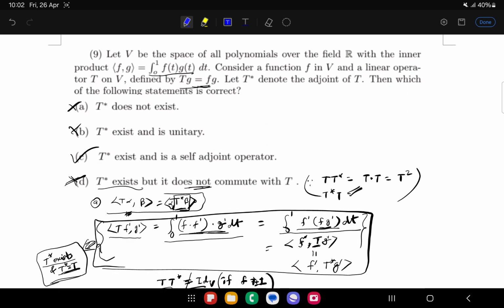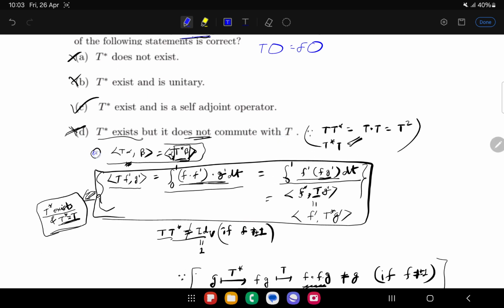Now question number 9. V is the space of all polynomials over the real field, and the inner product is defined by this integral from 0 to 1. Consider a function f on V, and a linear operator T on V. T is equal to f. T is just multiplication by f. Okay, T of something becomes f of that same thing. T star is the adjoint of T. Which of the following statements is correct?